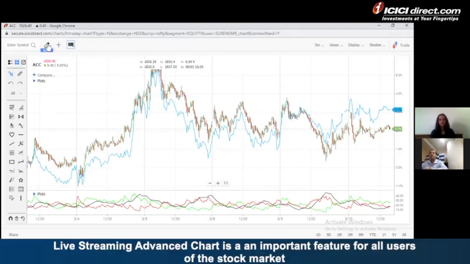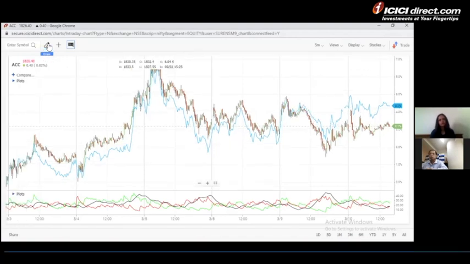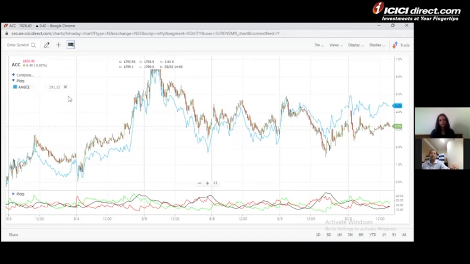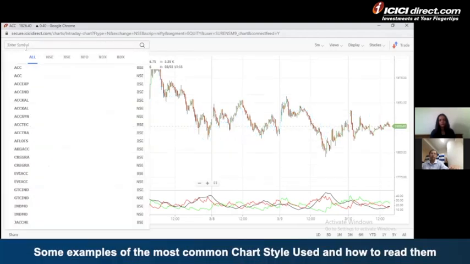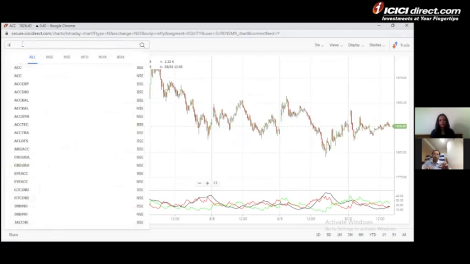Apart from that, Swati, I would also like to highlight something on the tools side. Suppose I want to remove this Ambuja, just click on the X and you can remove it. And if I want to enter a new stock now, suppose I want to go for Nifty, because Nifty is the most commonly traded index right now in the Indian market.